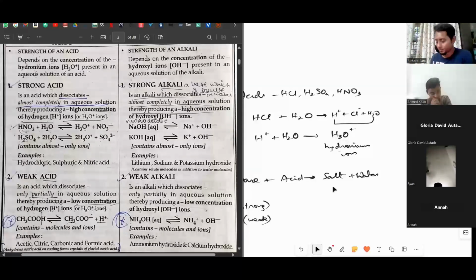Explain strong and weak again. Strong acids will have a high concentration of hydronium ions. It will dissociate almost completely. You'll have a high number of hydrogen ions. So it is the hydrogen ions that make an acid strong. More hydrogen ions means a stronger acid. Fewer hydrogen ions means a weak acid.